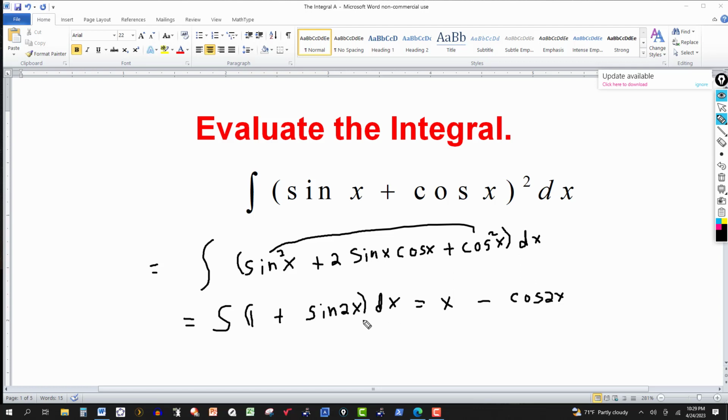But it's 2x, so if we use this u substitution, u would be 2x, and that would introduce a factor of 1/2. If this were 3x, a factor of 3, so it'd be 1/3. So this is just going to be a 1/2 here in front, plus your constant of integration. So we got x minus 1/2 cosine of 2x plus c. And that's it for this one.